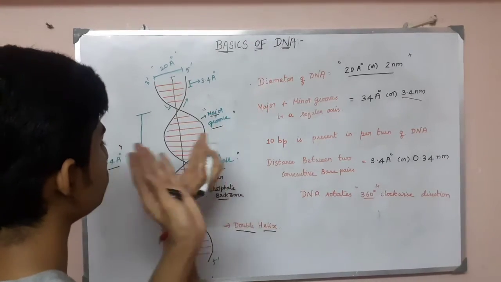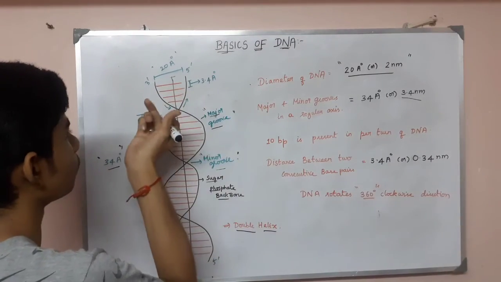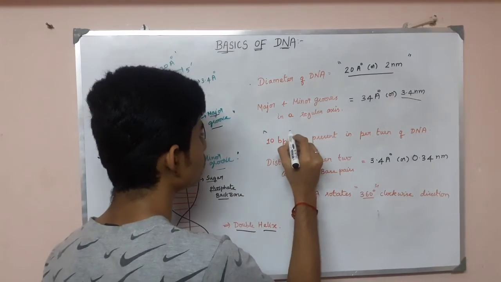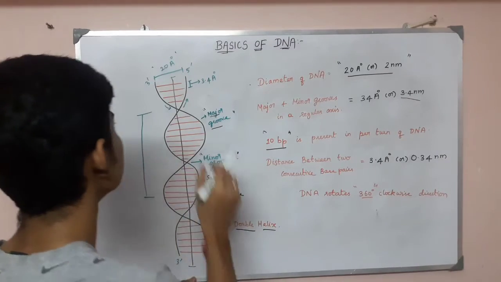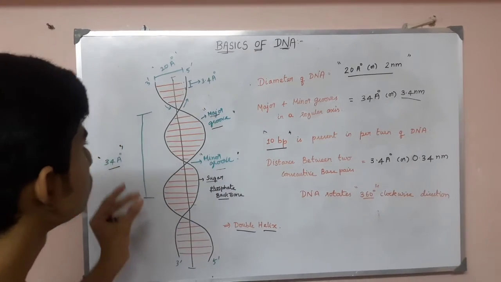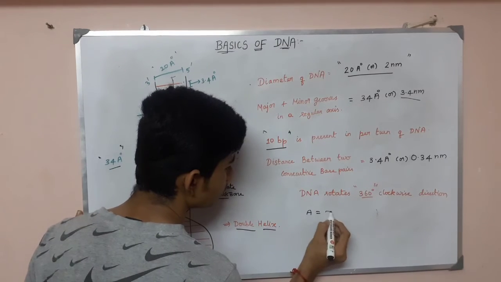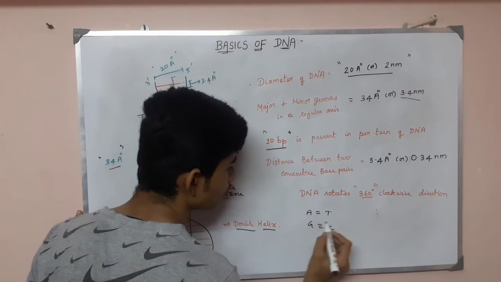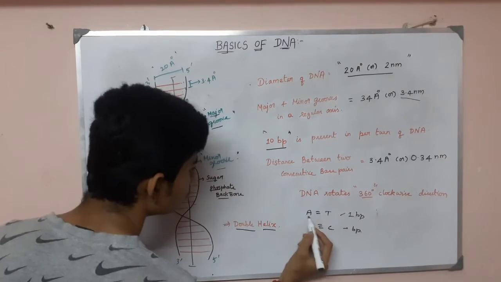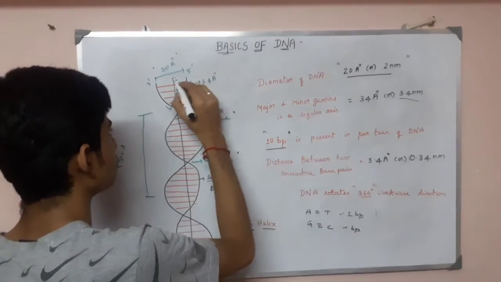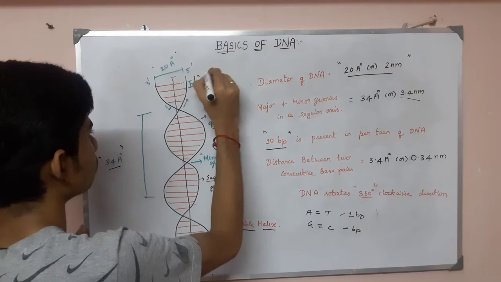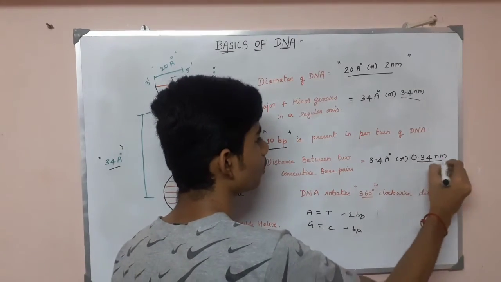The DNA twists in this form. That is one turn, and this is another turn, and another turn. One turn of DNA contains 10 base pairs. This is one base pair, this is another base pair, where adenine always binds with thymine and guanine always binds with cytosine. The distance between these two base pairs is 3.4 angstrom or 0.34 nanometer in length.